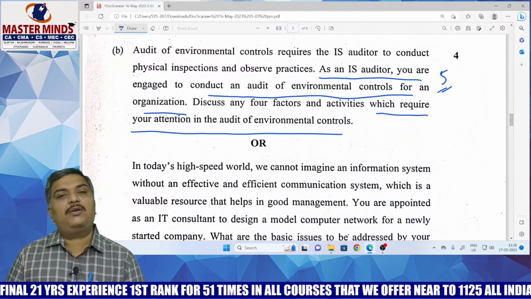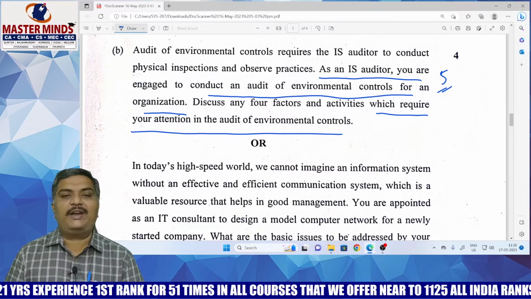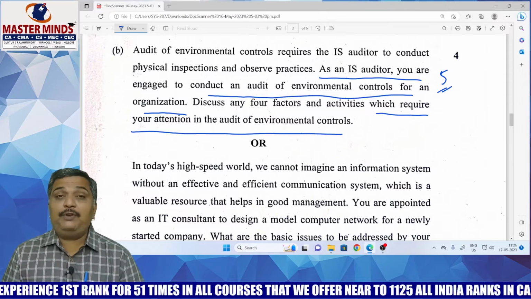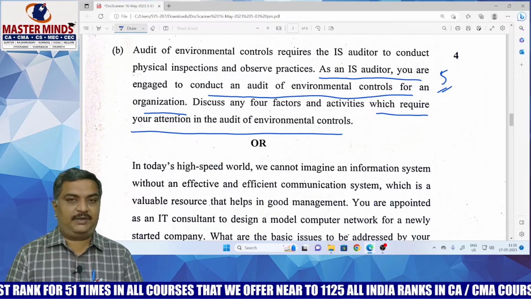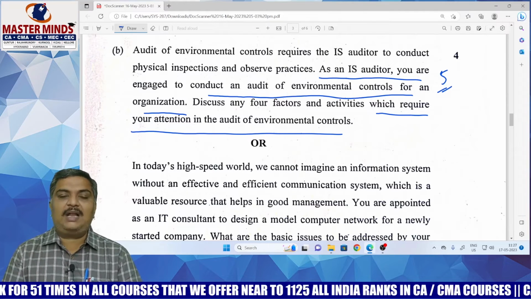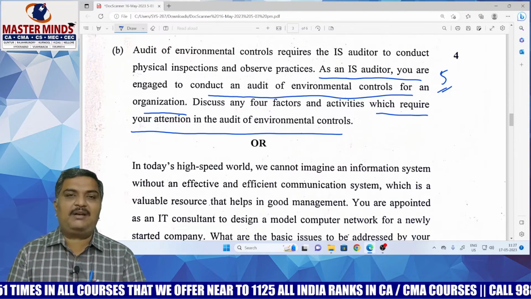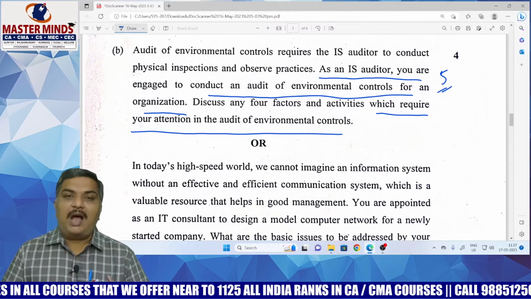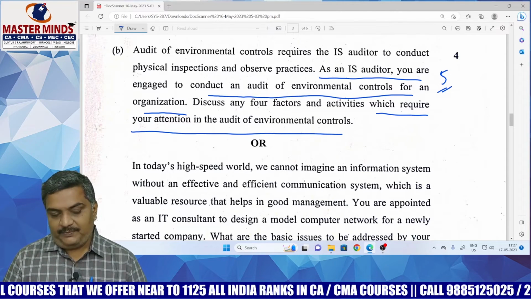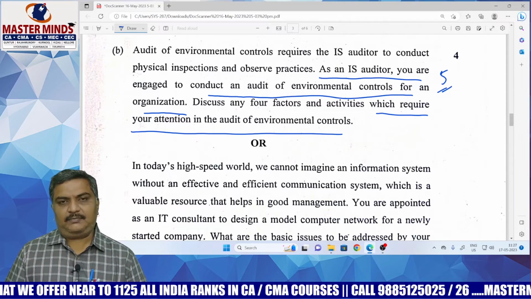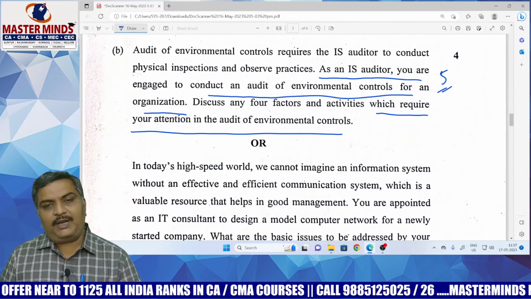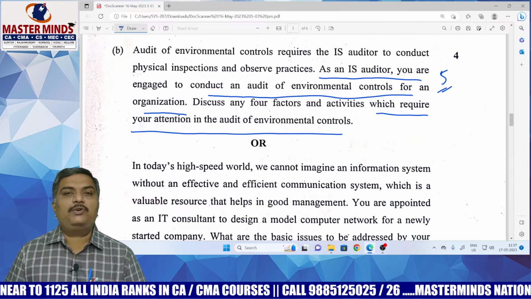In that way, you can open up your answer. You can start writing your answer. If you miss this particular thing, there will be no connection between your answer and question. So while attempting this kind of questions, it is always a better idea to connect your answer with the given question. Okay.